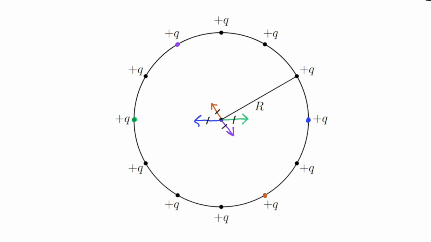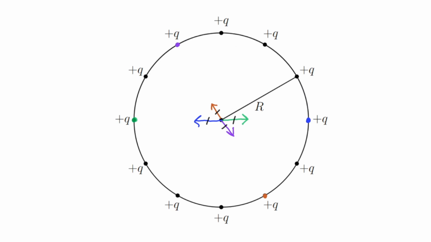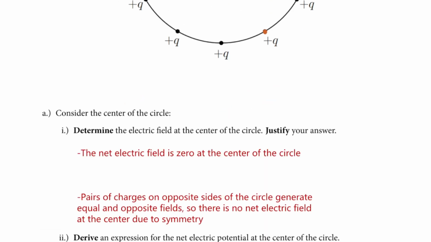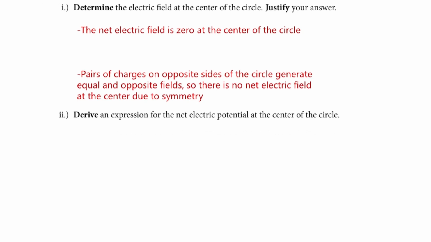So due to symmetry, there's our word again. Due to symmetry, we can see that there will be no net electric field at the center of the clock, because these pairs of charges on opposite sides are just generating equal but opposite fields. But now we get to something different. We get to potential, which is a scalar.